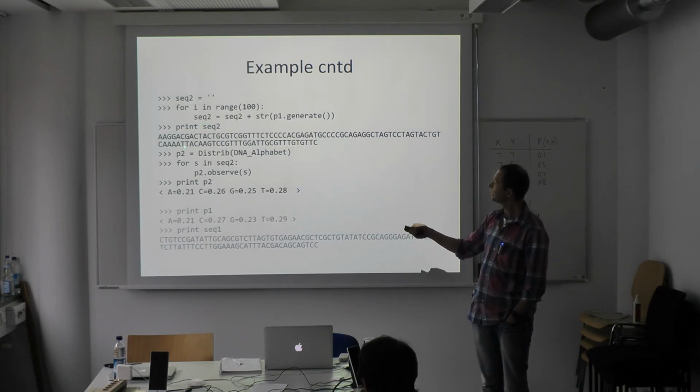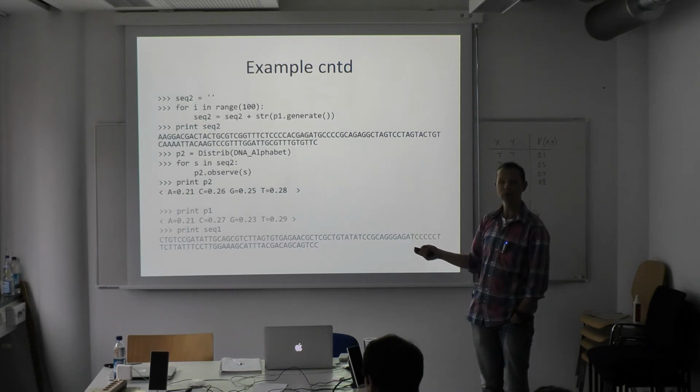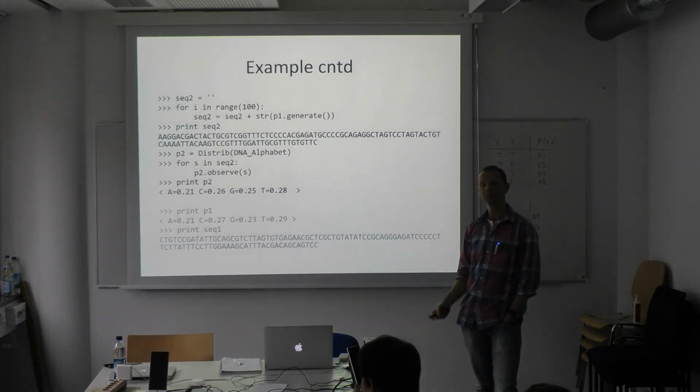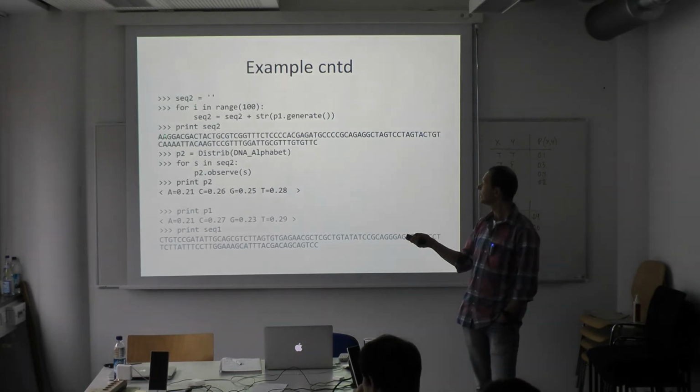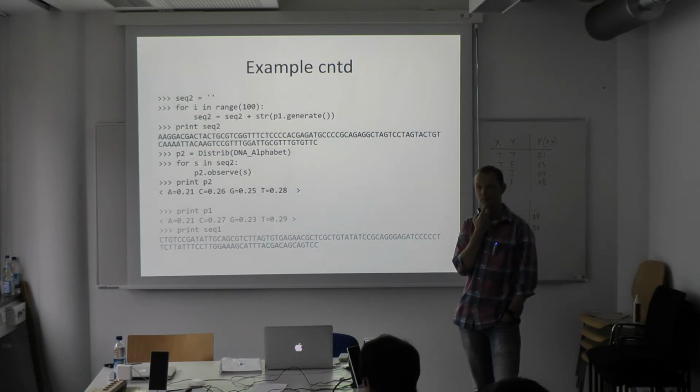So if I used sequence 2 as training data and observed each of the characters, I would end up with a distribution that looks like this. So the probability of an A is 0.21, just like it was in the first. So we've at least managed to replicate something, but not quite the serial nature of this sequence. So how could we do that? How could we capture the transitions between symbols here?